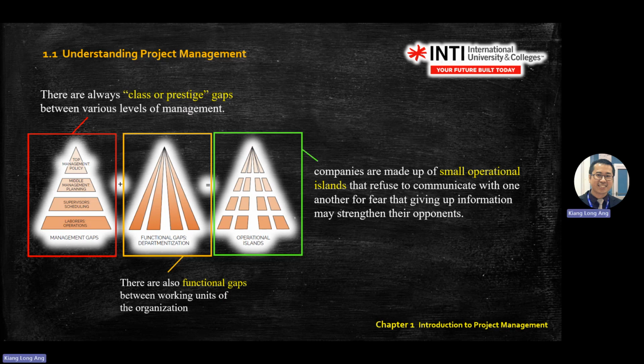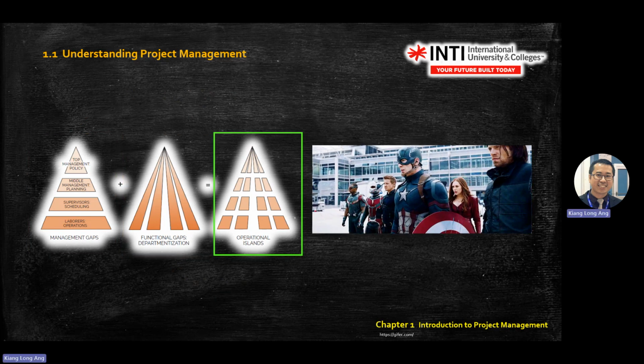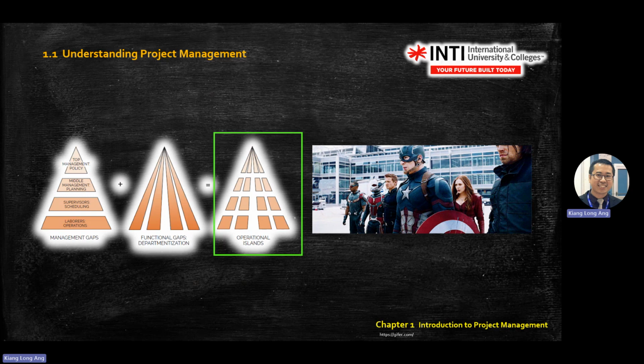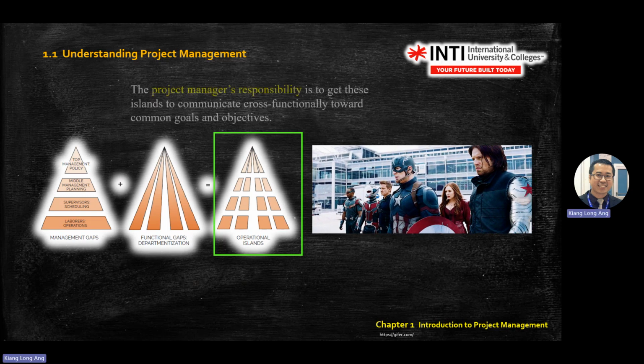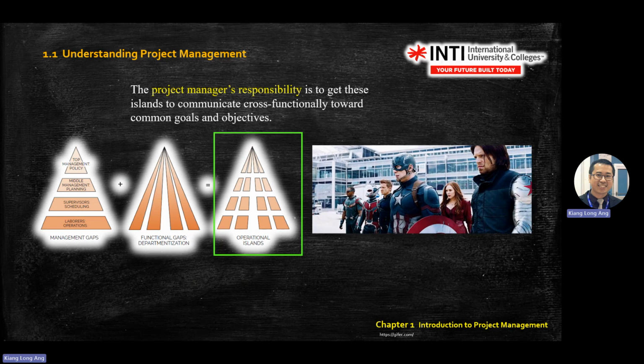This can also happen in a normal company where you have a competitive department. For example, you are a design firm with team A, team B, team C. Sometimes it will form islands also, because of the fear of giving up information that will strengthen the other teams. To give you an idea, like the Avengers. Again, the project manager is important in this diagram.